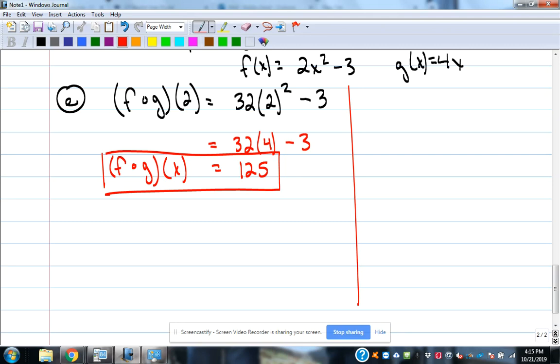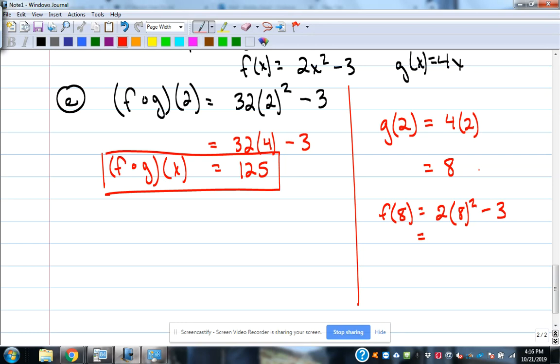So the way that you would need to do that is start with the second function and plug in 2 for x. So 4 times 2, we get 8. And then the way function composition works is that you then take that answer and plug it into f. Okay, so then we would do f of 8. We get 2 times 8 squared minus 3. So that'd be 2 times 64, which is 128 minus 3.